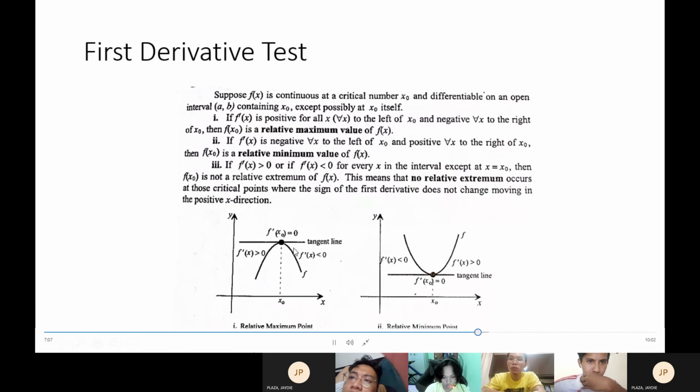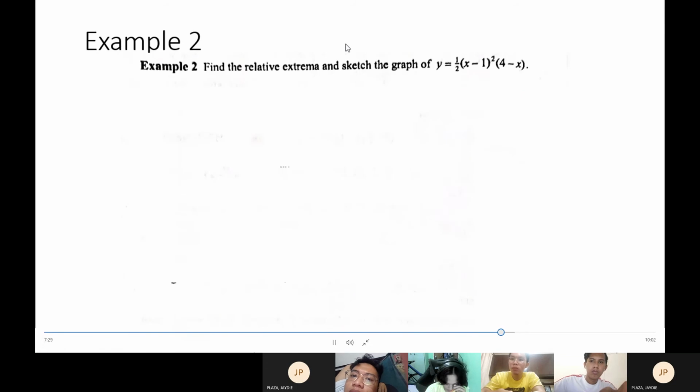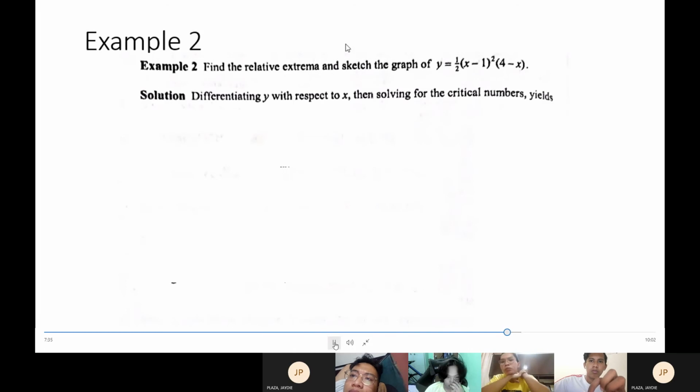So we have here a relative maximum point wherein our f prime of x sub 0 is equal to 0. This is less than 0 and less than 0 for our f prime of x, and this is our relative minimum point at x sub 0 where f prime of x sub 0 is equal to 0. You can test that out. That's why it is called first derivative test. Just test if the answer would be equal to 0.